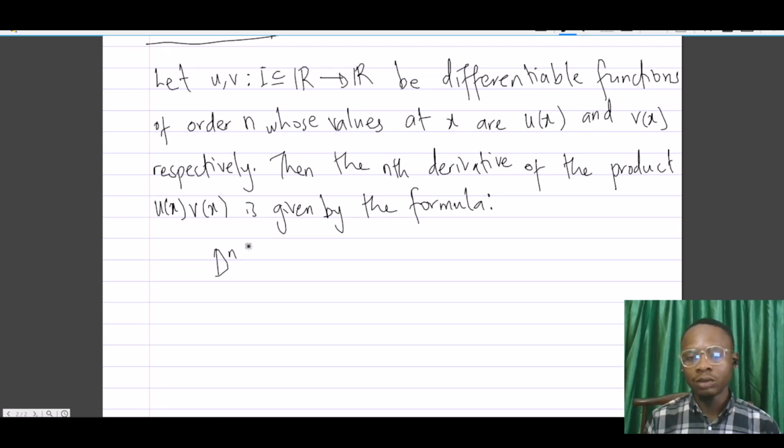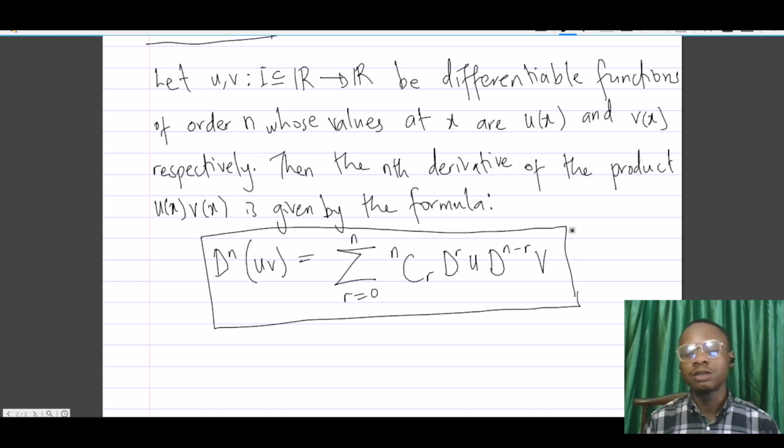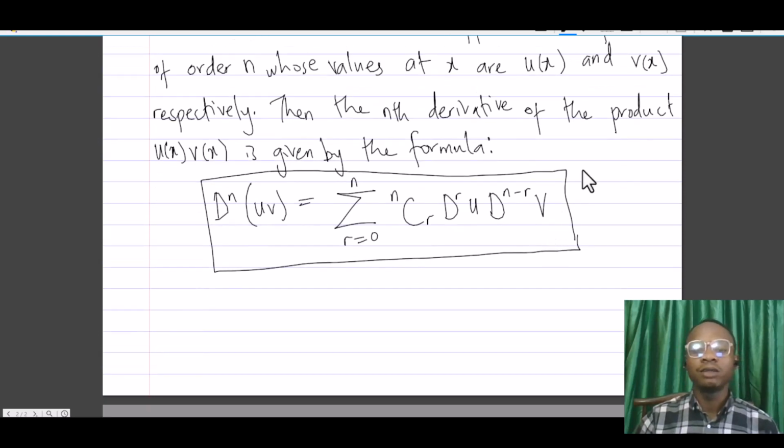dn of uv equals the summation from r equals 0 up to n of n combination r, dr of u, then the n minus r of v. So this is a formal statement of the Leibniz formula. So now let us examine a proof of this, by mathematical induction.